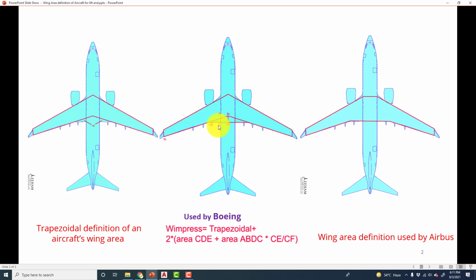So from C to E, multiply this area A, B, C, D by CE, and then divide by the whole length of C up to F. So CF will be the divisor. So this area into CE divided by CF, plus the area of this triangle, which is the area of CDE. And for the full aircraft, this will be twice this area. And for the trapezoid, we have to get the area of this first trapezoid on this side, then multiply by 2, so we get this whole area. Just add them up, and you will get the Wimpress area. This might be slightly higher than the purely trapezoidal area.